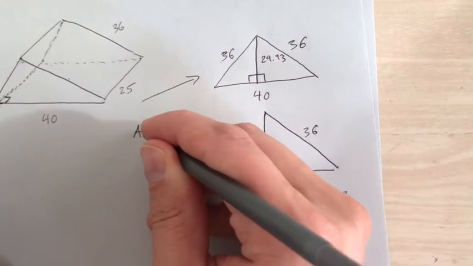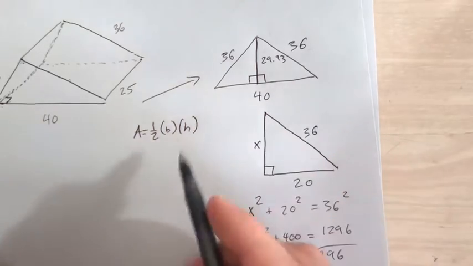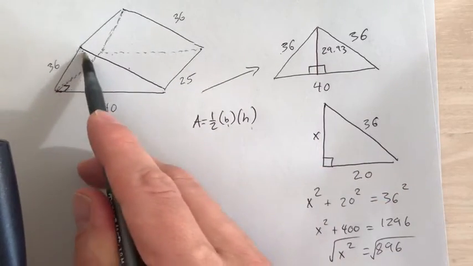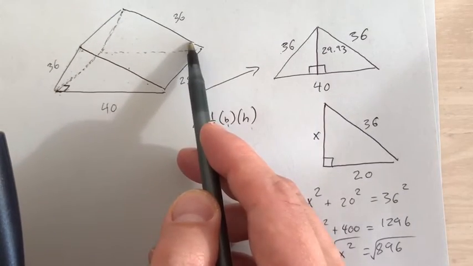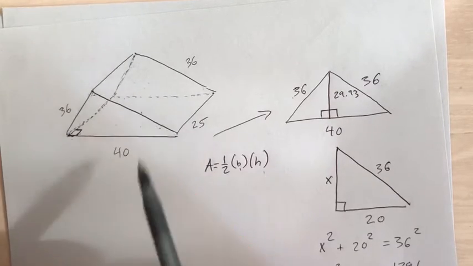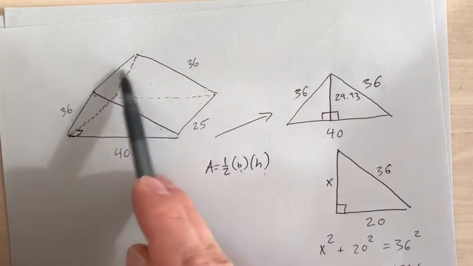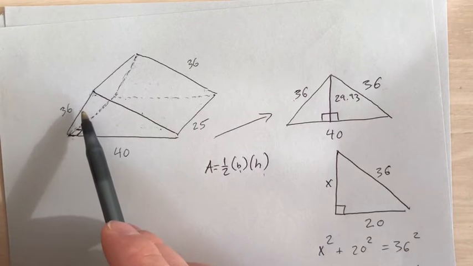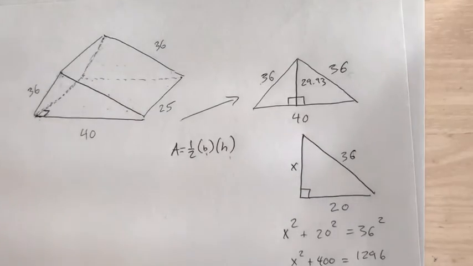You would use the area equals 1/2 the base times the height. The base would be 40, the height would be 29.93. You could then find the area of this outward facing triangle. You could double that area because there's the triangle there in the back. And then there would be the three rectangular sides for the surface area, right? So this 36 by 25 one up here, the 40 by 25 one on the bottom, and last but not least, this 36 by 25 rectangle here on the side. If you add up all those areas, you would get the correct answer.